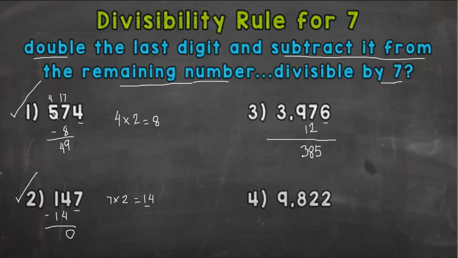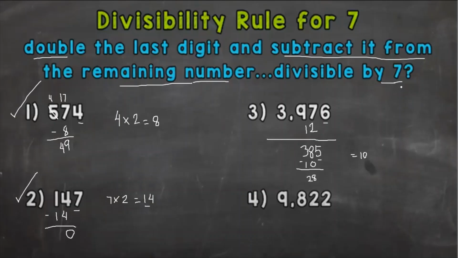Since this one is still a big number, we will just continue the process. Still, let us double the last digit, that is 5. If we double the 5, we get the answer of 10, right? 5 times 2, that is 10. And still, we're going to subtract it from our remaining number. Our remaining number here is 38. So 38 minus 10. We have here 8 minus 0 is 8. 3 minus 1 is 2. So we have here 28.